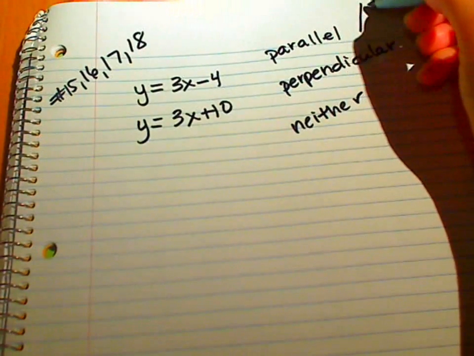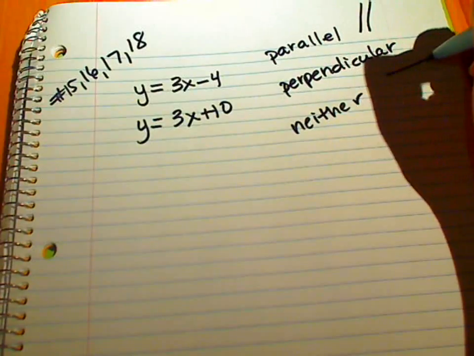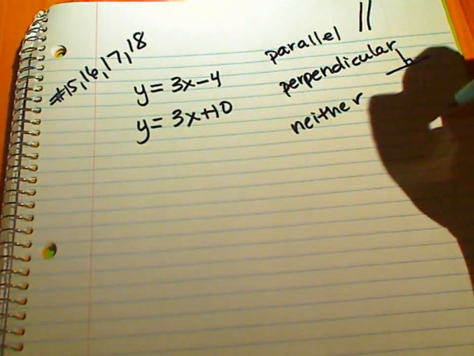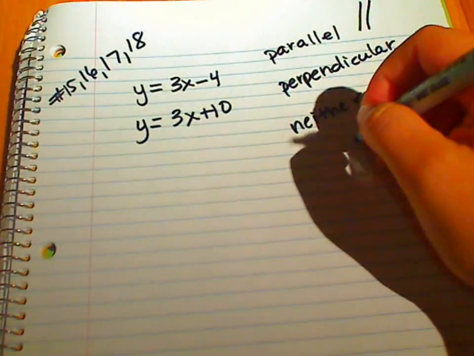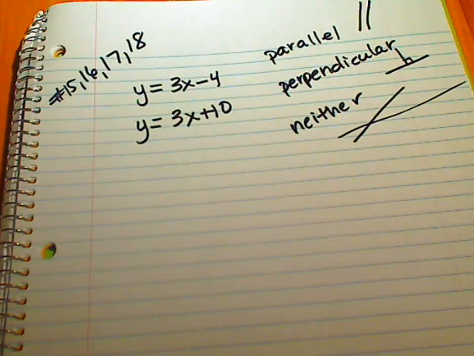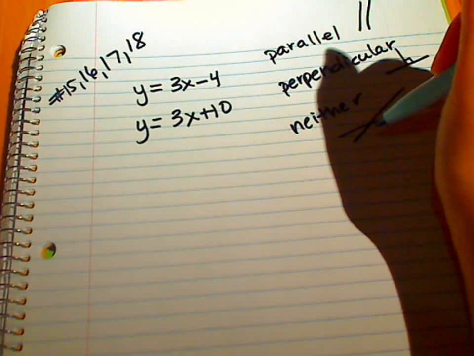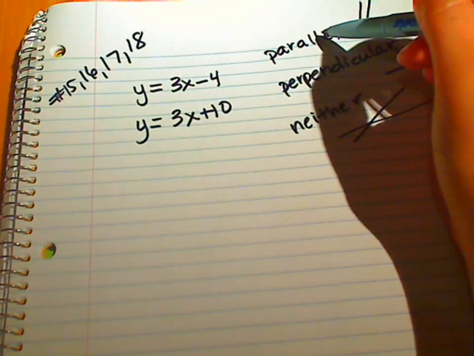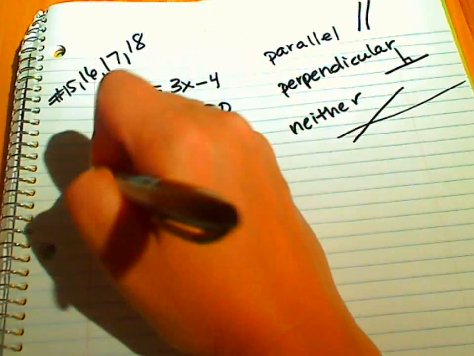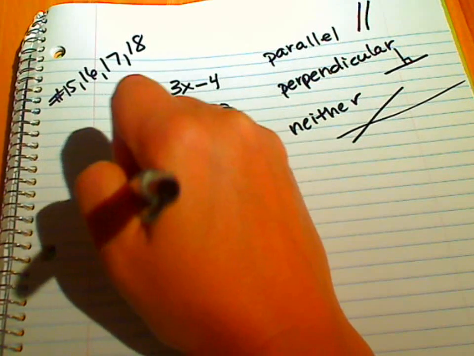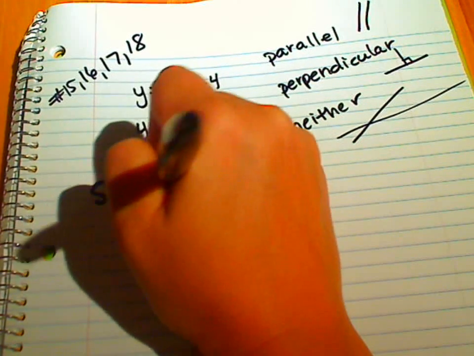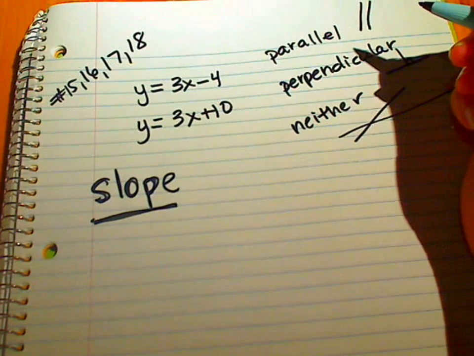Well, parallel lines mean they never touch each other. Perpendicular means they intersect at right angles, and neither means they just go out crazy and intersect with no particular rhyme or reason. The thing that influences parallel, perpendicular, and neither is the slope. Slope is key for this.